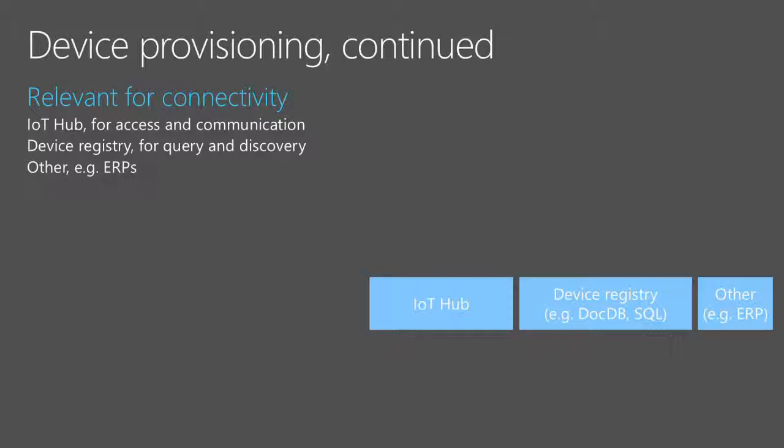application properties. This device registry is implemented in DocumentDB in my sample, but you can actually use anything, and it could also be a complex subsystem that you already have in your solution. It doesn't have to be a document database in Azure.